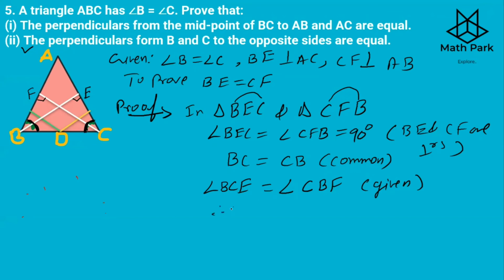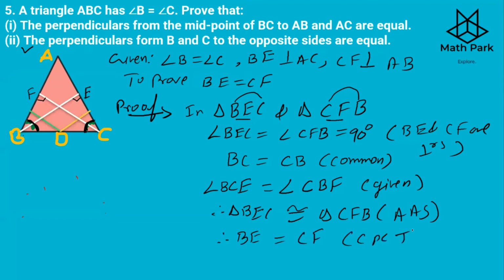So therefore, you have triangle BEC is congruent to triangle CFB. By which congruence? Angle, angle, and BC was the side common. So by AAS the triangles are congruent, then BE and CF are the corresponding parts. So therefore, you get BE is equal to CF, by CPCT, that is corresponding parts of congruent triangles.